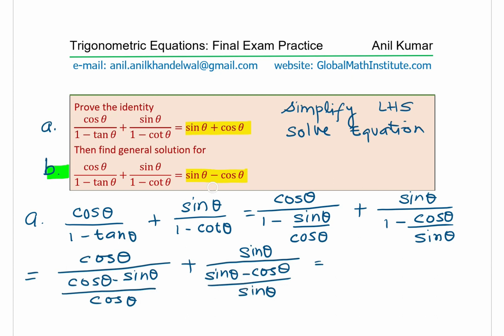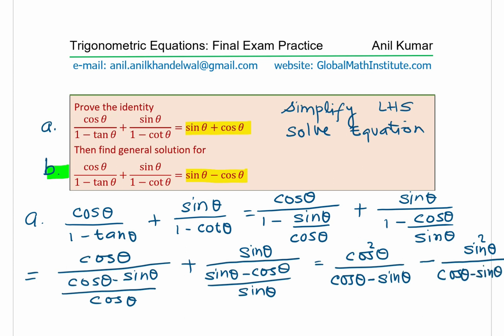We're looking for sine theta minus cos theta type of a thing, so let me rearrange them with a negative sign. Let's rewrite this as cos square theta over cos theta minus sine theta, and in this particular case, we'll write this as minus sine square theta. Let me tell you the reason for writing minus here. We want to make the same denominator, so I'm bringing this cos theta first. I'm taking negative common, so I'm writing this as cos theta minus sine theta.